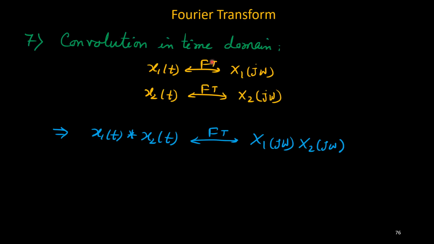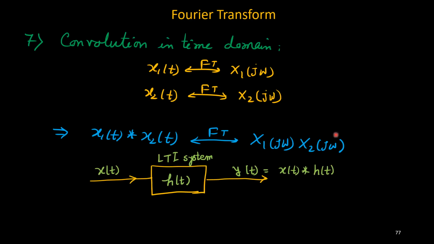Next one, convolution in time domain. If I have one signal x1, its Fourier transform is capital X1 of j omega. Another signal x2, its Fourier transform is X2 of j omega. Then if I take convolution in time domain, x1(t) convolution x2(t), its Fourier transform will be simply the multiplication of their corresponding spectra, X1 of j omega times X2 of j omega. The proof is a little bit difficult. I have discussed this in detail in one of my videos, and you will get the link in the description. You can follow that proof if you want to go through it.